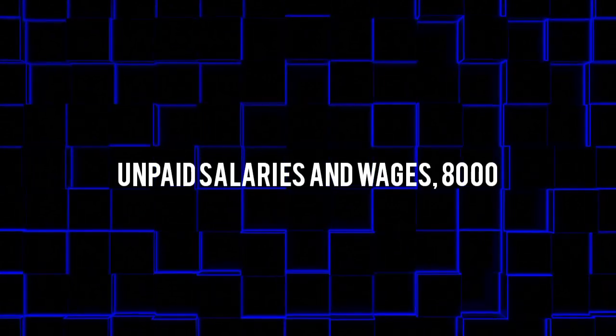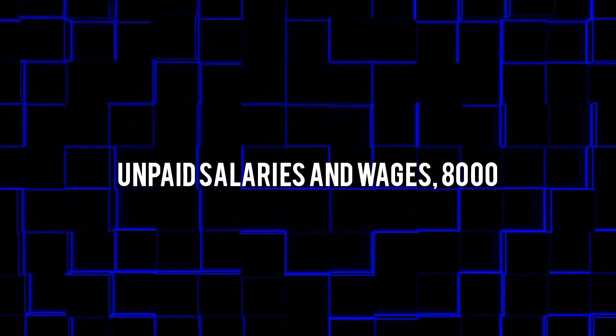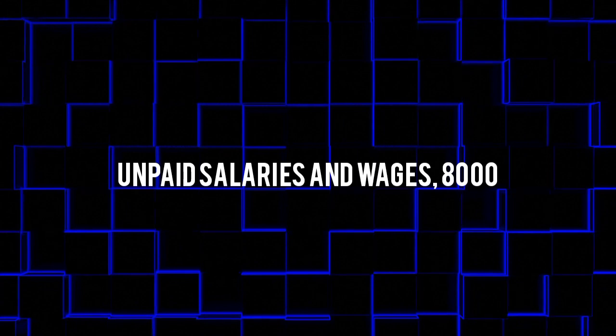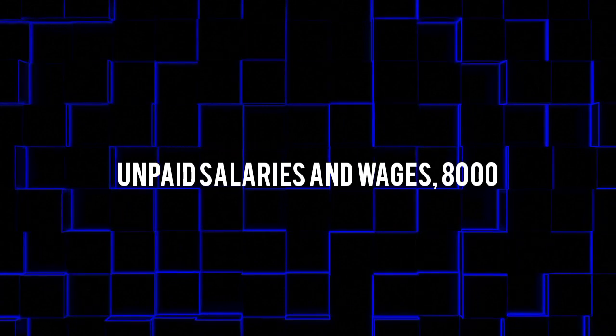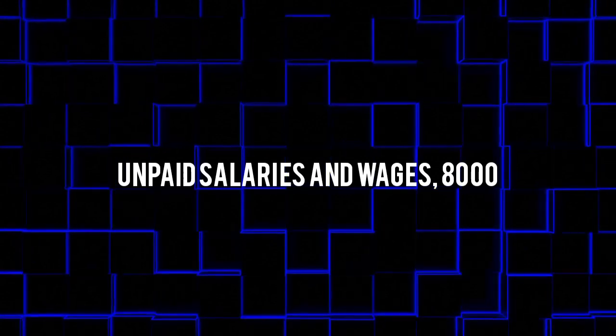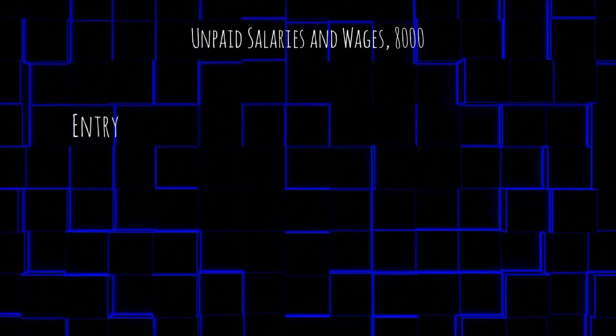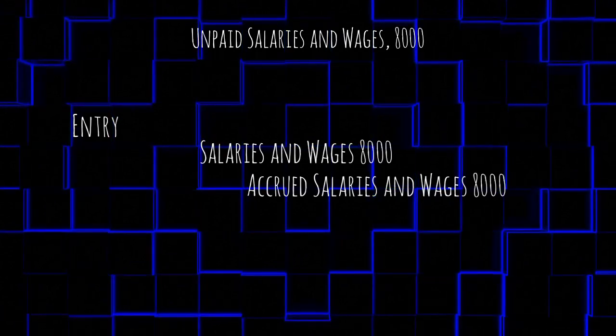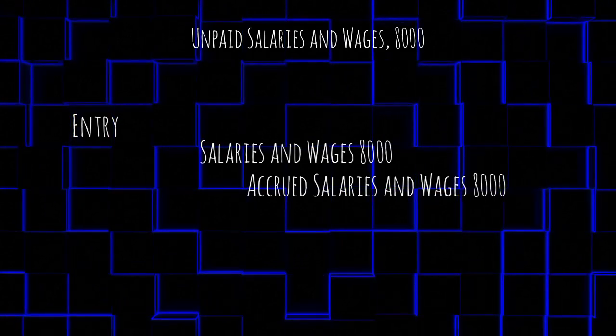Unpaid salaries and wages, 8,000. Our interpretation for this is that it is an example of accrued expenses, meaning this is already an expense but not yet paid. So our entry for this one is debit salaries and wages, which is 8,000, and credit accrued salaries and wages, which is also 8,000.